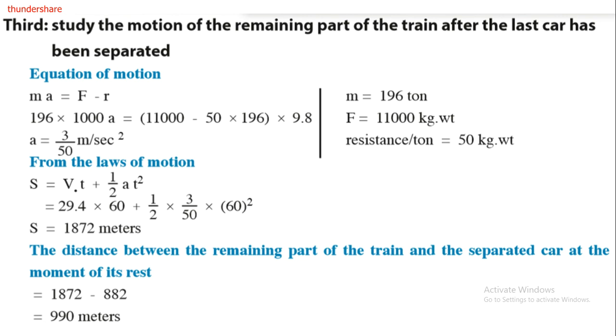From the law of motion, the distance for the remaining part of the train will equal 1872. So we just subtract the distance of the car from the distance of the remaining part of the train, and we will find the distance between them, and this is what we need to find.